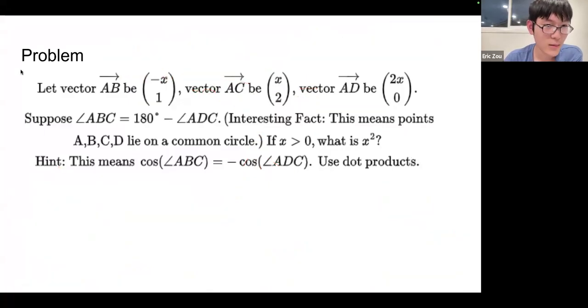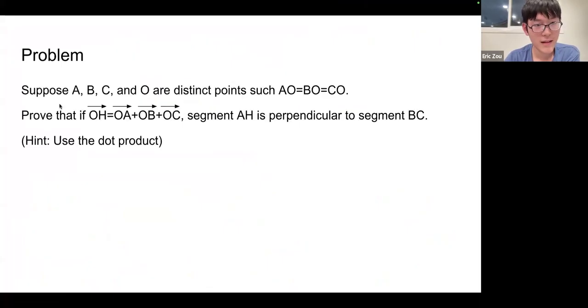Alright, let's look at the last problem. This one is easier than the previous one. So we have like this triangle thing. We have A, B, C, distinct points. You draw them. We have A, B, C.